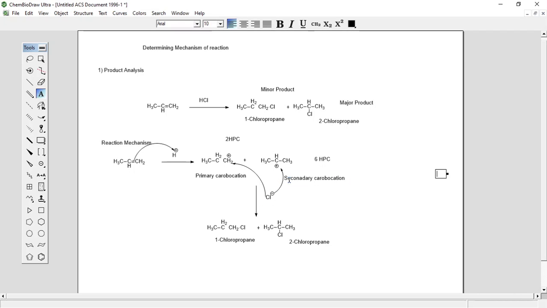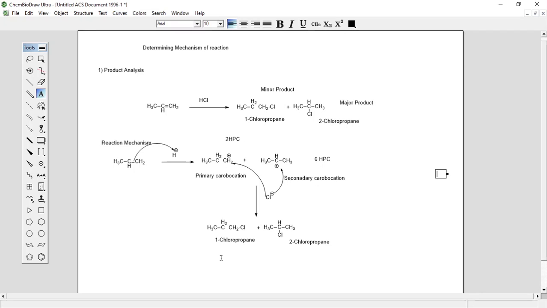So Cl minus will attack this carbocation and you will get 2-chloropropane as the major product. Only a very small amount of primary carbocation is present, so when Cl minus attacks that, you will get 1-chloropropane as the minor product and 2-chloropropane as the major product. And this reaction follows Markovnikov's rule.